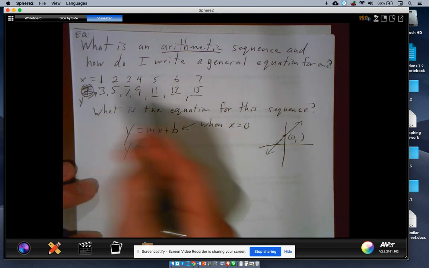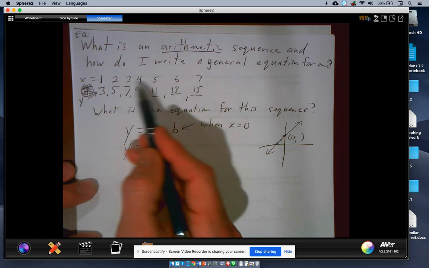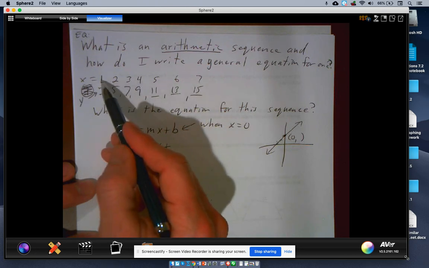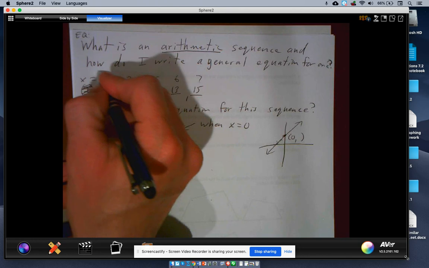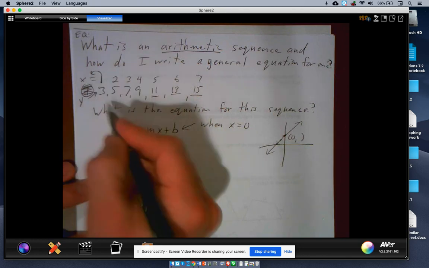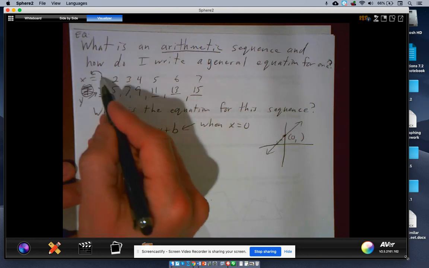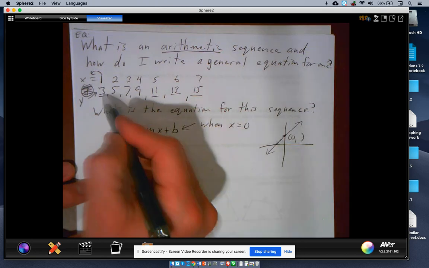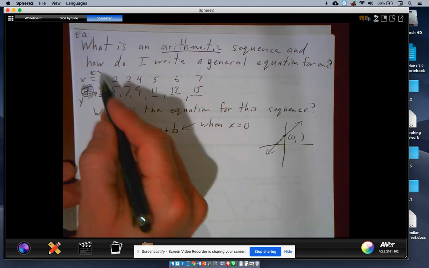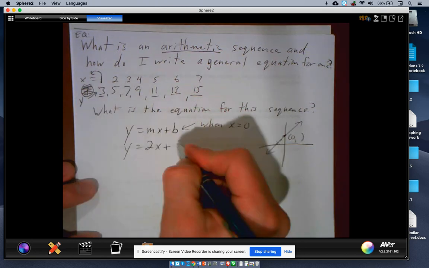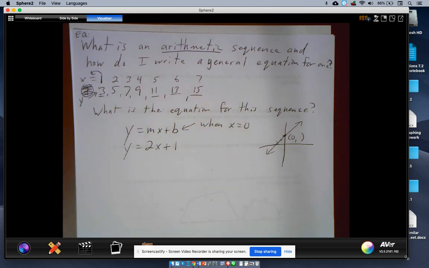Here are my x's, and I don't see a 0, but I bet if I went back one more, that would be 0. What would the bottom number be if I went back one more? We go 5, 3, going down, so it'd be 1. So when x is 0, the y value is 1. That is my formula for this sequence: y equals 2x plus 1.